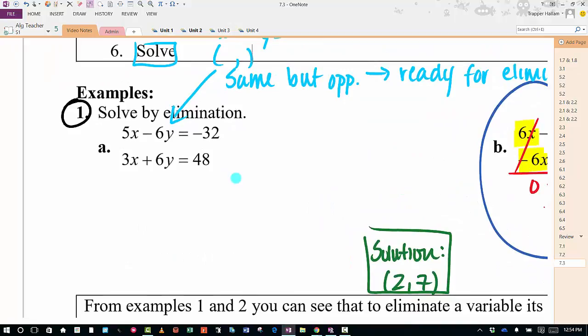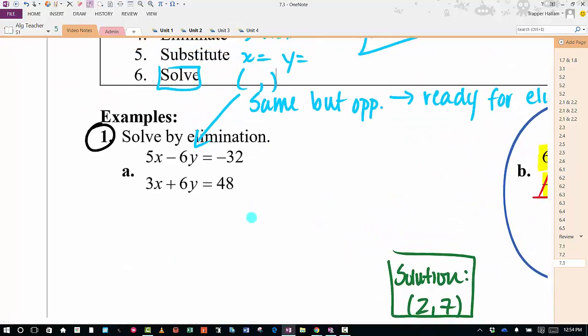The first couple of steps that we have to pay attention to are done for us. What do I mean? One, the x's are over the x's, the y's are over the y's, the equal signs are over the equal signs, and the constants are over the constants. You should always start by looking for that. If that's not the case, rearrange it.